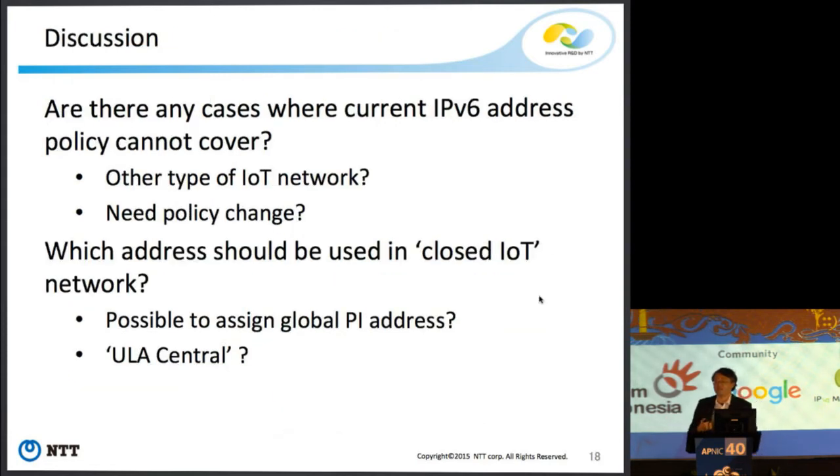And I would like to hear your opinion: are there any cases where the current IPv6 address policy cannot cover? For example, there are other types of IoT network, and I think we have to discuss the necessity of a policy change. If you have any opinion or example, I would like to hear which address should be used in a closed IoT network. Is it possible to use the global PI address, or should ULA central or ULA be used?